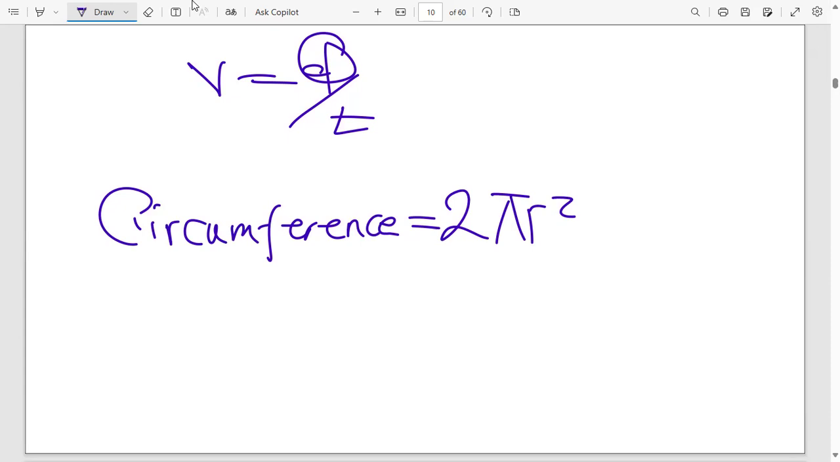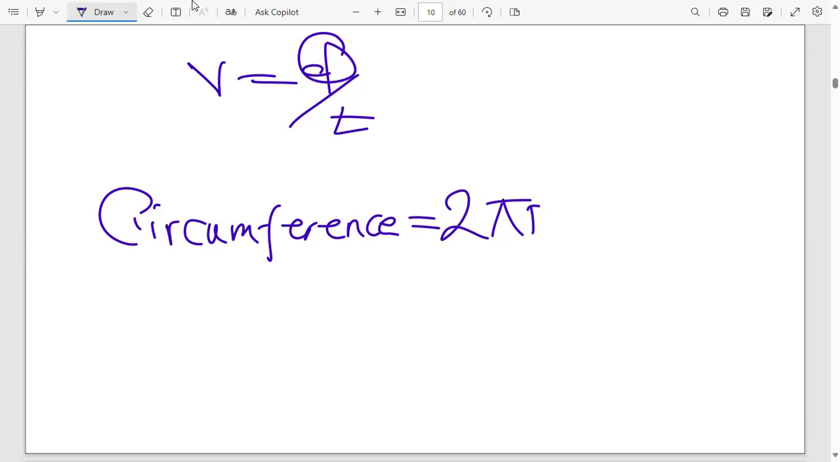Okay. So I'm looking for the formula for circumference of a circle, correct? Yes. Okay, one second. Formula for the circumference of a circle. So it's 2 pi r. That's 2 pi r. 2 pi r squared is for area. Ah, okay. So circumference is equal to 2 pi r.